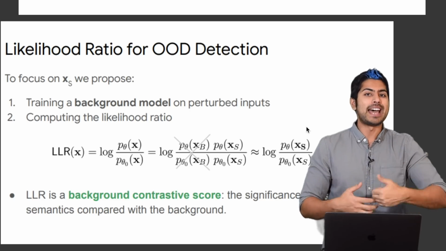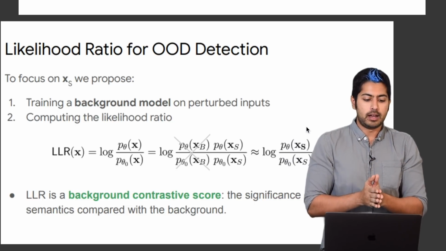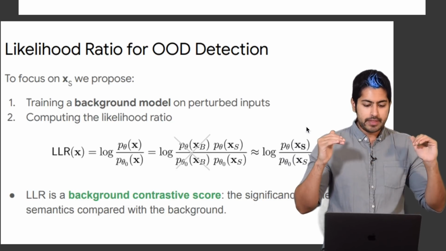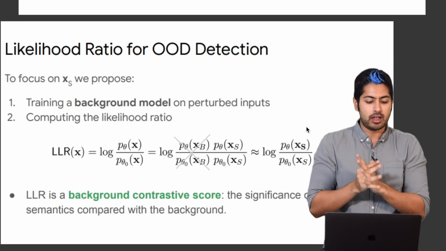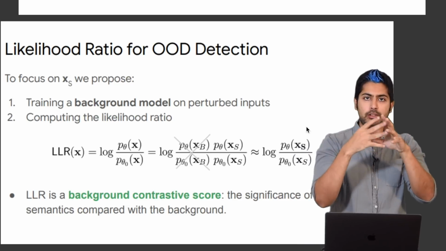The first is they added some noise to the input. So you could call this perturbed inputs. And then they computed this likelihood ratio. They call it the LLR, a background contrastive score. And so what happens is the whole pipeline looks like this.